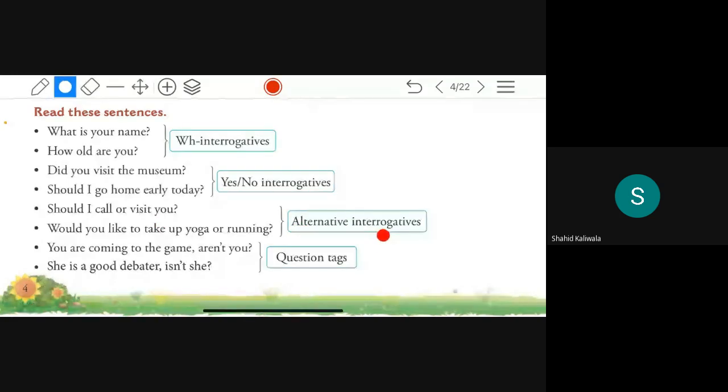That is alternative interrogative. Question tags was the new topic for you. I had taught you how to use question tags, the short tags which are attached to the end of the sentences. Do you remember the rules of question tags? If there is a helping verb, we can use the same helping verb in the tag. Just make it negative. If there is no negative word, then make it negative in the tag. If the negative word is there, then keep the tag positive. Remember the rules of question tags? Yes.